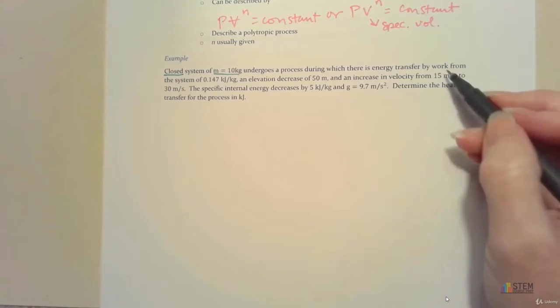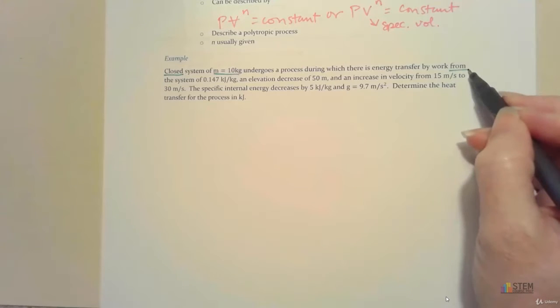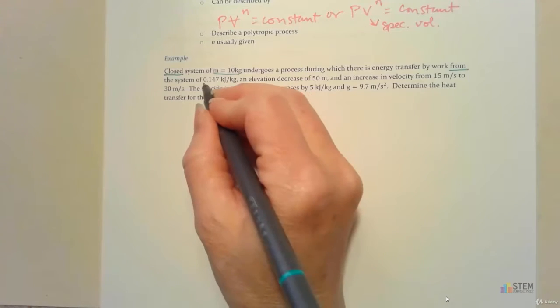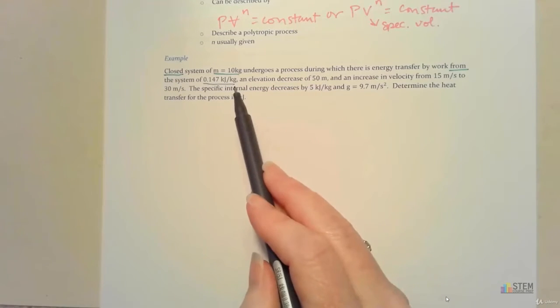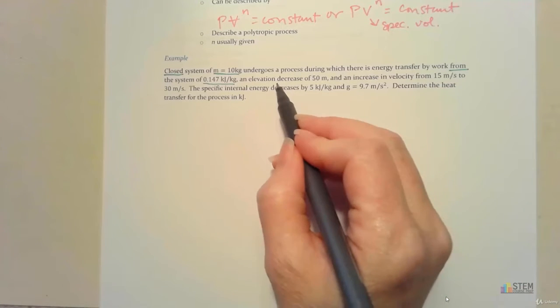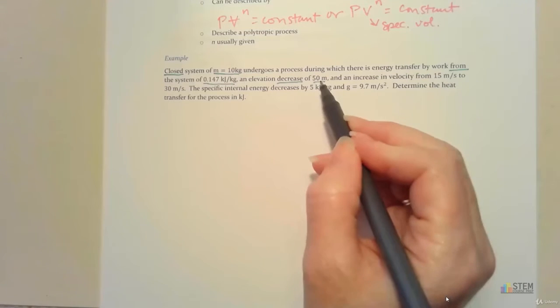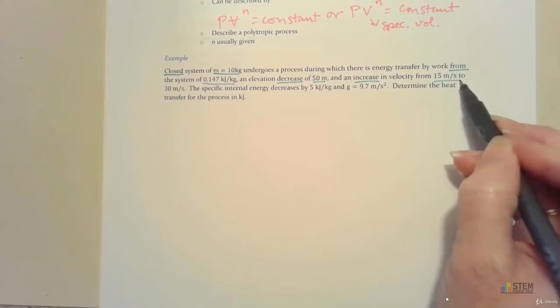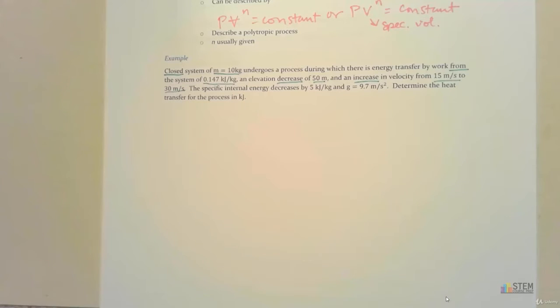We've got an energy transfer by work from the system. "From" right here is a keyword because this tells you what sign you should use for your work term. So important word right here. And then there's the value. Notice the units. We're going to talk about those in just a second. We've got an elevation decrease of 50 meters. Decrease, again, is important. It tells you about the sign. We've got an increase in velocity, and then it gives you your values. So increase also tells you about your sign.